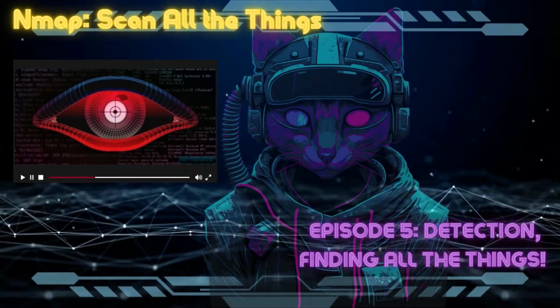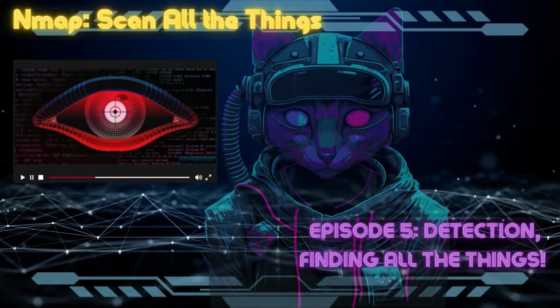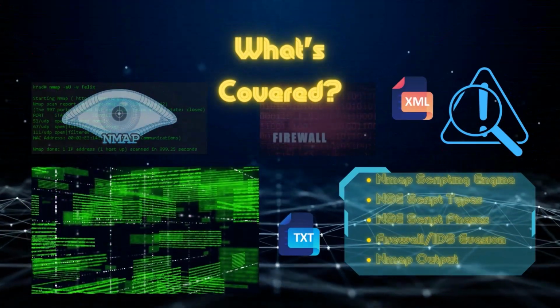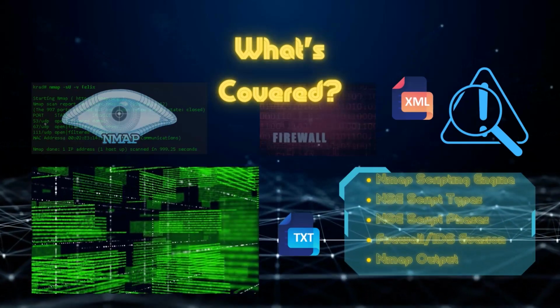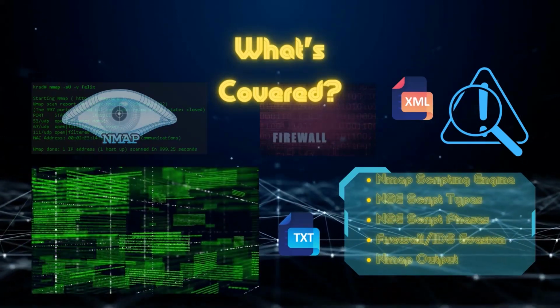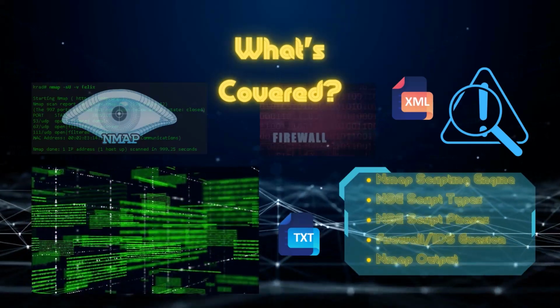I'm Pragmatic1, and in part 5 of the Nmap Scan All the Things 6-part series, I will try to provide an overview of Nmap and its capabilities. In this video, I will cover Nmap scripting engine, including script usage and CLI arguments. In addition, I will also go over the NSE script types and phases. Finally, I will review Nmap's firewall and IDS evasion techniques, as well as the Nmap output options.